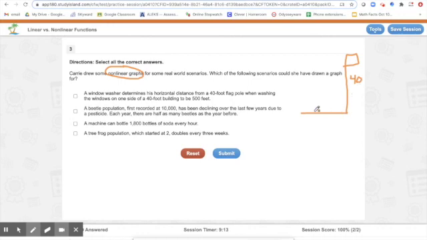The window's on one side of a 40-foot building to be 500 feet. So he's also on a 40-foot building. We're gonna have some fun. Draw some windows here. All right, so here's my building. So his horizontal distance is 500 feet here.